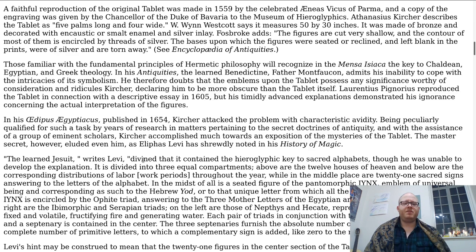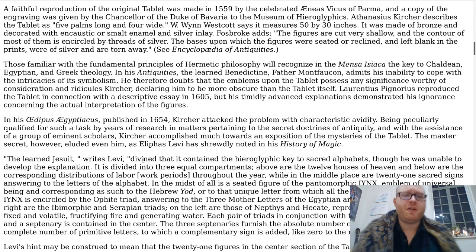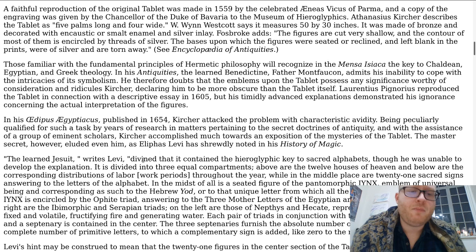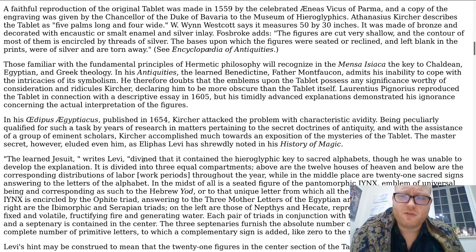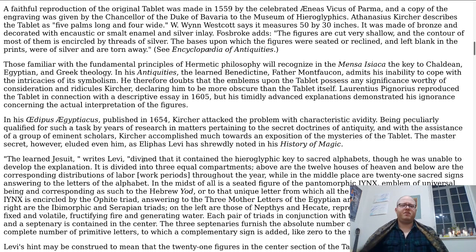In his Oedipus Egypticus, published in 1654, Kircher attacked the problem with characteristic avidity, being peculiarly qualified for such a task by years of research in matters pertaining to the secret doctrines of antiquity, and with the assistance of a group of eminent scholars, Kircher accomplished much towards an exposition of the mysteries of the tablet. The master secret, however, eluded even him, as Eliphas Levi has shrewdly noted in his History of Magic.